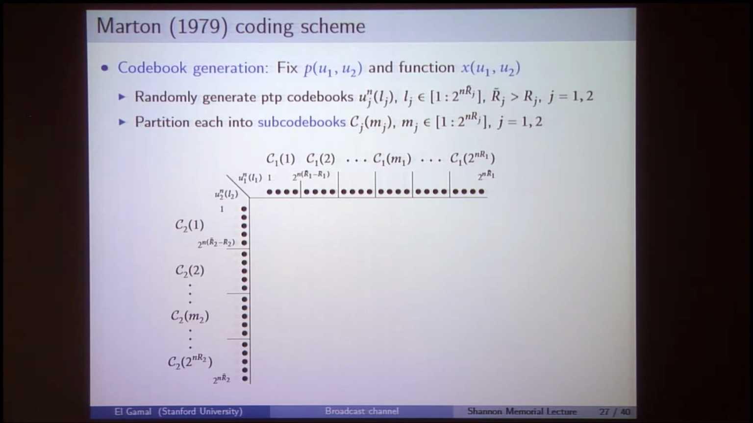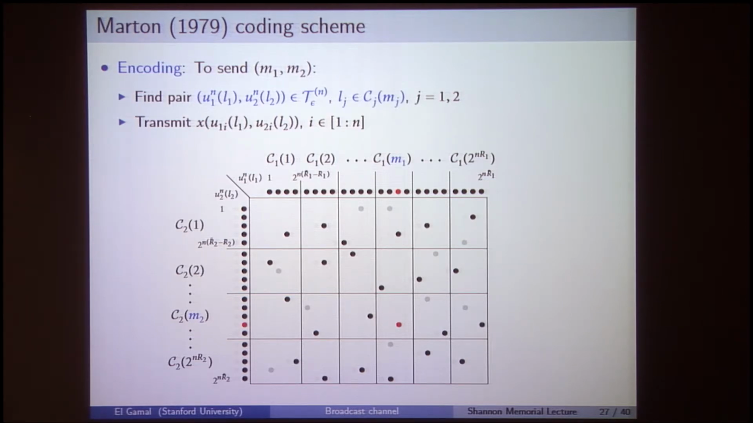Okay? Now, when I want to send M1 and M2, what do I do? I look in the subcode for M1 and the subcode for M2, and find a code word on this side and a code word on this side that are jointly typical with respect to U1, U2. And this is the code word that would represent the two messages. So notice the code words are statistically correlated, but the messages are independent of each other. Okay? And then I send, as before, a function of U1 and U2.